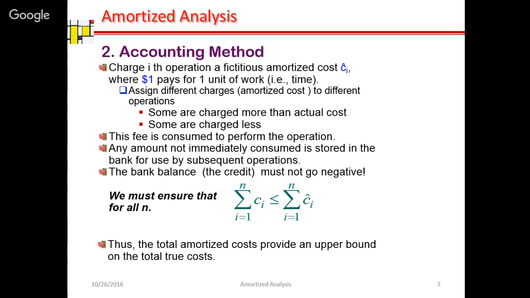We must also ensure that for all n, the sum of the actual costs from i equals 1 to n is less than or equal to the sum of the amortized costs from i equals 1 to n. Thus, the total amortized cost provides an upper bound on the total true, or actual, cost.